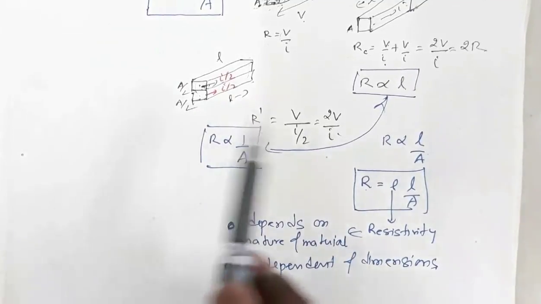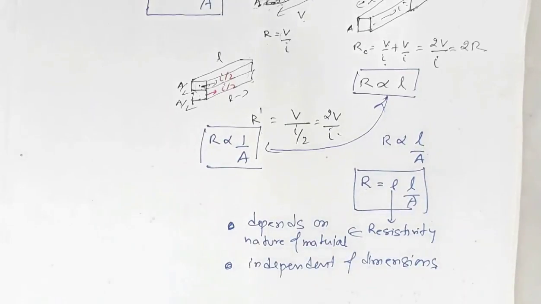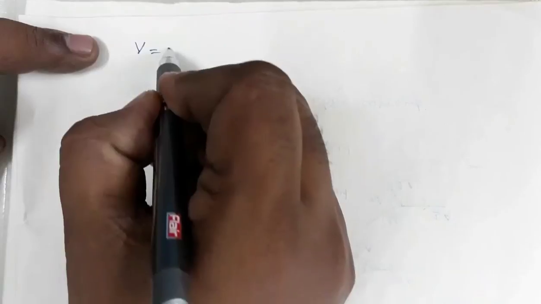Okay, so these are a few things with regard to the resistance of a conductor. So from Ohm's law we have V is equal to R into I.